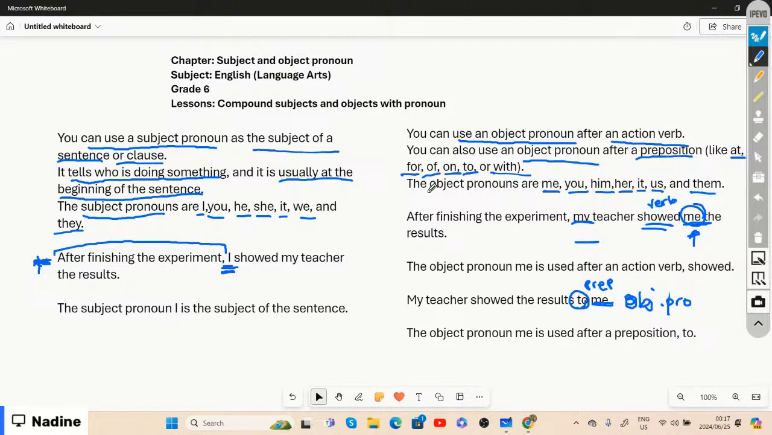And once again, we can say that we use a subject pronoun as the subject of a sentence and it tells us who is doing something. And it usually comes at the beginning of a sentence. And then we have an object pronoun that comes after an action verb, which is an action that you're doing, or it comes after a preposition like at, for, of, on, to, or with.